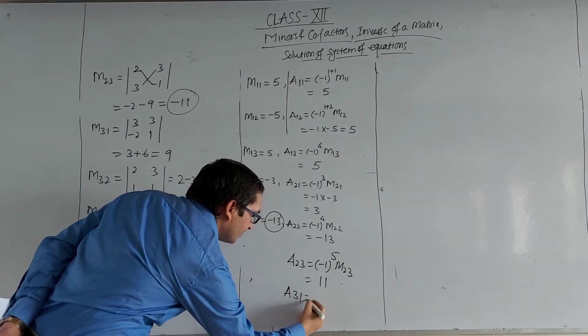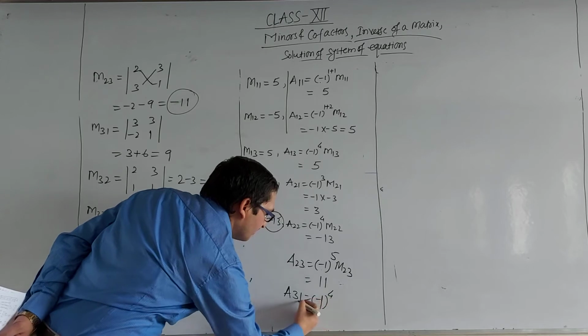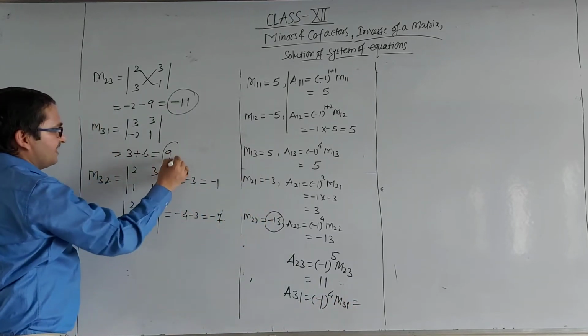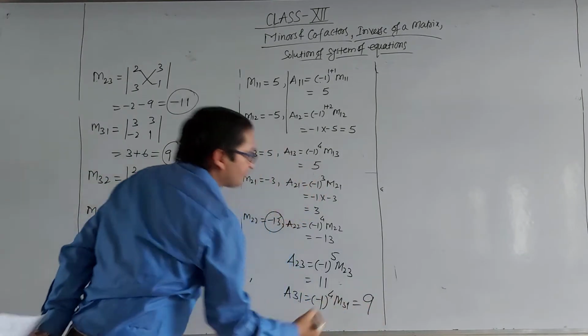Now A31 is minus 100 power 4, 3 plus 1 is 4. And what is the value of M31? It will be 9.